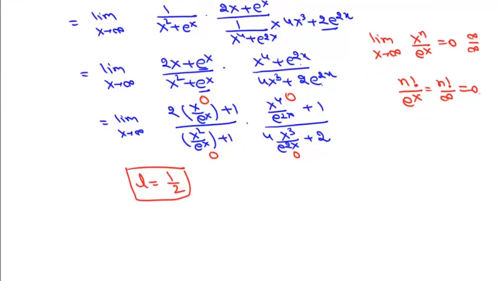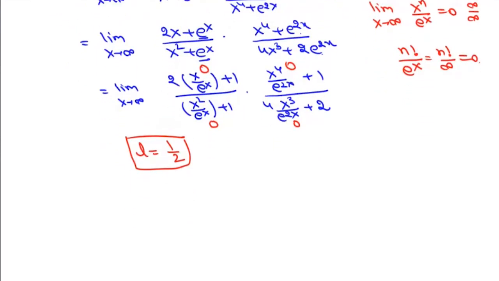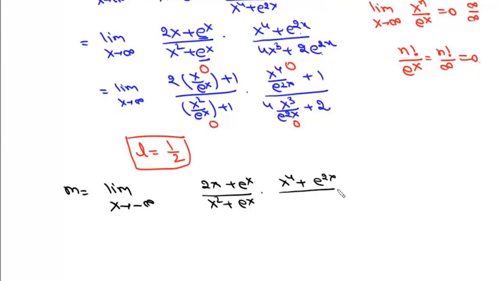Now we'll find the value of M. For M we have this limit as x tends to minus infinity, and again we'll get this same differentiation, which will be (2x + eˣ) upon (x² + eˣ) into (x⁴ + e²ˣ) upon (4x³ + 2 into e²ˣ). Now here this is x and x⁴, x to the power 5. Here it is x² and x³, x to the power 5. So we'll divide everything with x to the power 5.